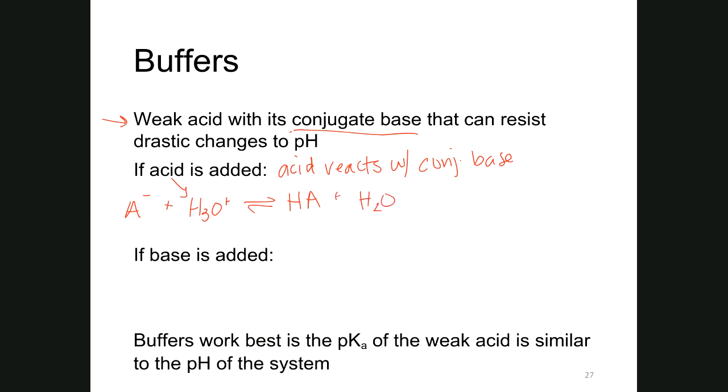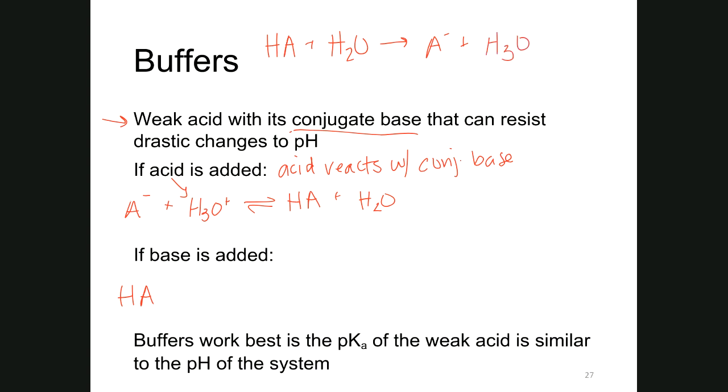So what happens here is we're adding a strong acid to a buffer system, and when we do that, we're just making water. And water has a neutral pH, so our pH isn't going to change very much when this happens. In the case of a base being added, it's going to react with the acid of the solution, HA. So remember our reaction was HA plus H2O makes A minus and H3O plus.